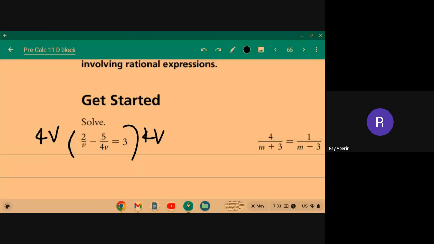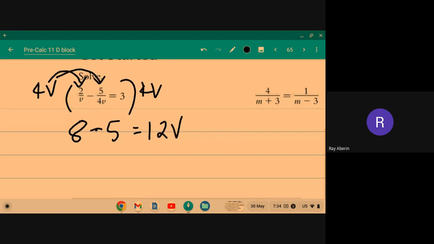However, I still have a 4 that would be multiplied by the 2. So I will have 8v over v, or just an 8. And you have to do the distributive property. That would be 4v times negative 5 over 4v. The 4v cancels out, leaving me with just minus 5, is equal to 12v. Okay, now what happens?